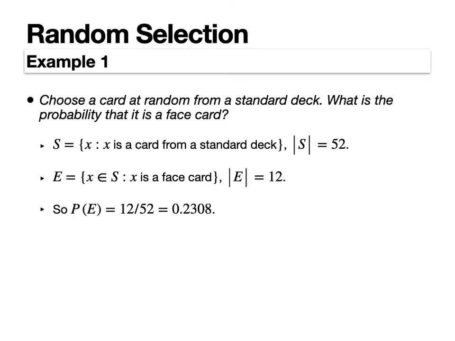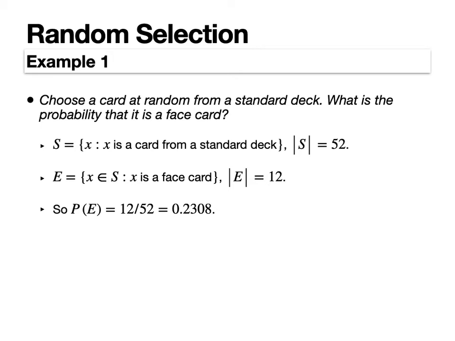So here's an example. Choose a card at random from a standard deck. What's the probability that it's a face card? Again, S would be the sample space consisting of all cards in a standard deck. It has cardinality 52. Our event E would be the event that the chosen card is a face card. The cardinality of E is 12, right? Because there's a jack, king, and queen in every one of the 4 suits. So you would have 3 times 4 or 12 face cards in a deck. So the probability of choosing a face card would be 12 over 52, and that turns out to be about 23.1%.